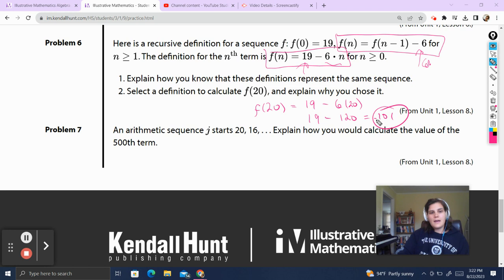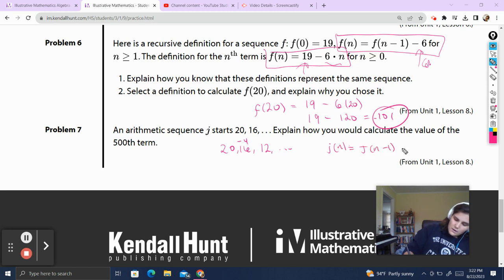Problem 7. An arithmetic sequence J starts 20, 16. Explain how you would calculate the value of the 500th term. So 20, 16, 12, and I know that because I'm subtracting 4. So to define it recursively, I would say J of n is equal to J of n minus 1 minus 4. Now in this case, this is my first term. But I could say my 0th term, as we've been talking about 0th, it would be 24 in this situation.